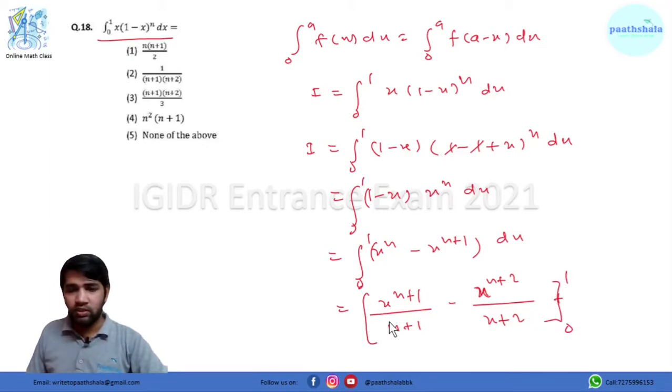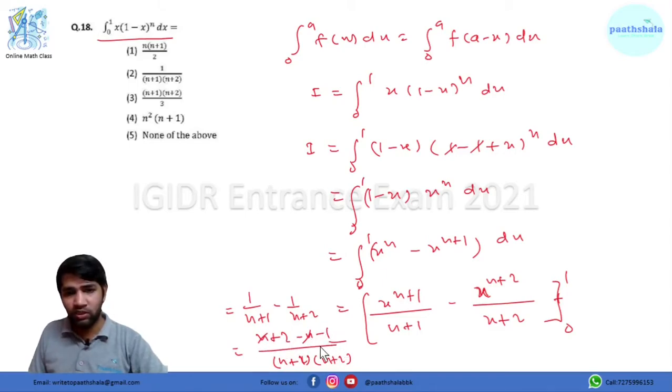Okay, so if you put the limit, here you will get 1 upon n plus 1 minus 1 upon n plus 2. So when you solve it further, you will take the LCM of n plus 1 and n plus 2. So this will come out to be n plus 2 minus n minus 1, and then n gets cancelled out. The answer will be 2 minus 1, that is 1 upon (n plus 1)(n plus 2).